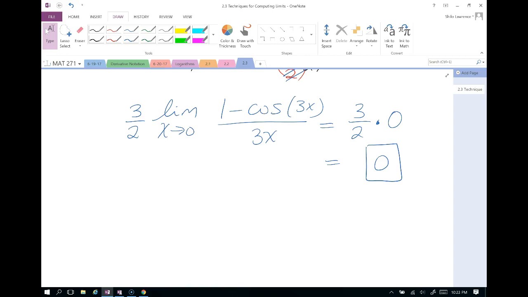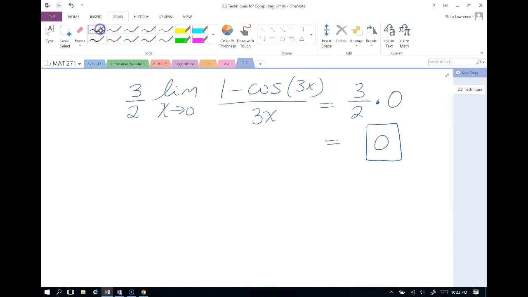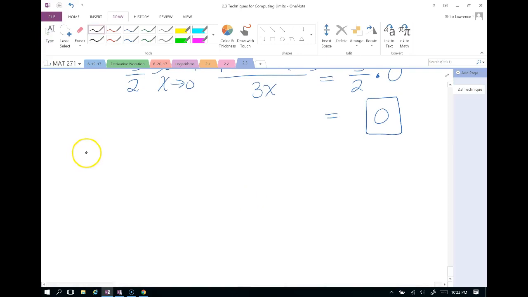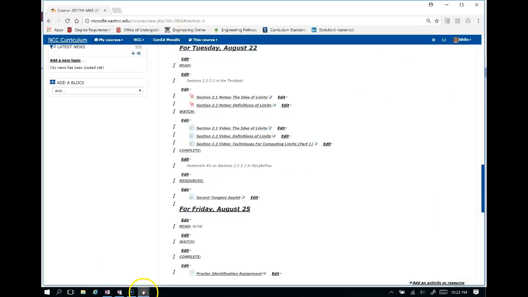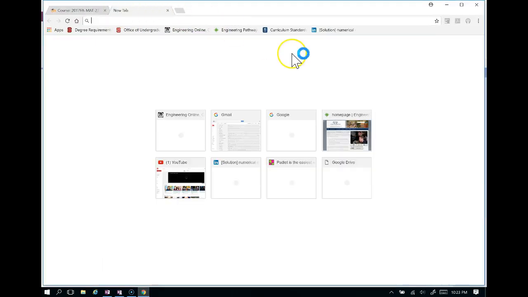All right, so the last two things in section 3, so we're going to wrap this up here. One of them is a really weird limit that does not exist. And I want to show you the graph, and I'm going to open Desmos, and hopefully this works nicely, but we will see.